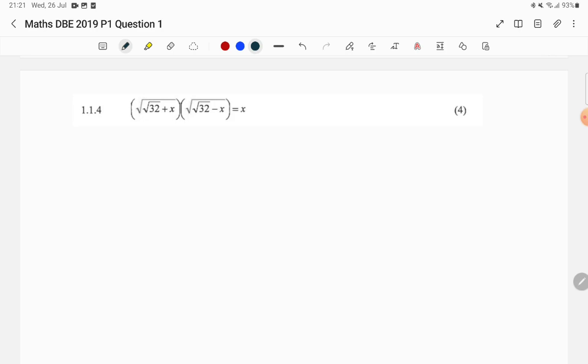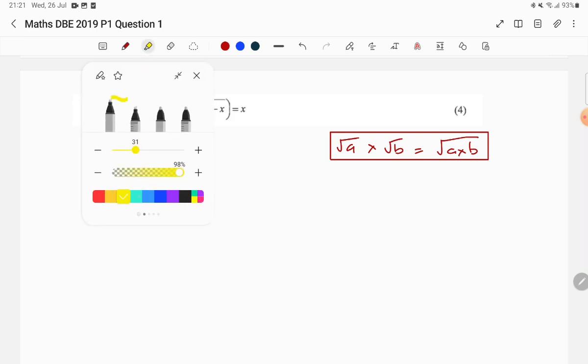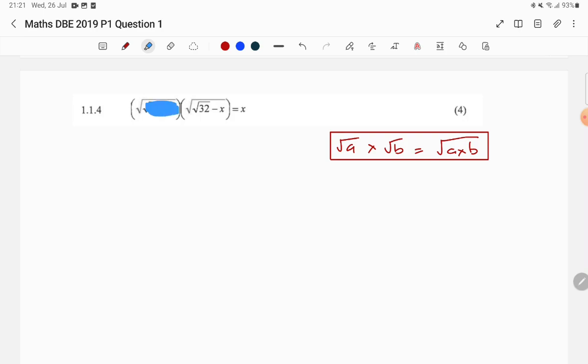So ideally, first things first, what we need to understand when we are doing this is, if we come back to our basics, we need to understand the rule where root a multiplied by root b is equal to root a times b, all under one big square root. That's the rule we're going to implement here, because if we look at the parts that I'm going to highlight, that is under a root, root 32 plus x, which can be a, and root 32 minus x, which can be b.